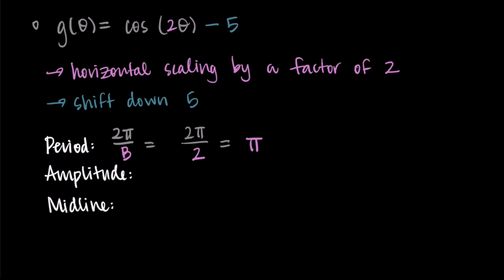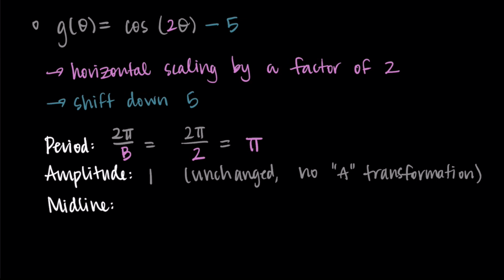Then my amplitude would be the A transformation, and I don't see any of those, so it's still just 1. It's unchanged from the original cosine amplitude. Then my midline is the D transformation, and we're shifting the whole graph down by 5, so my new midline is y equals negative 5.